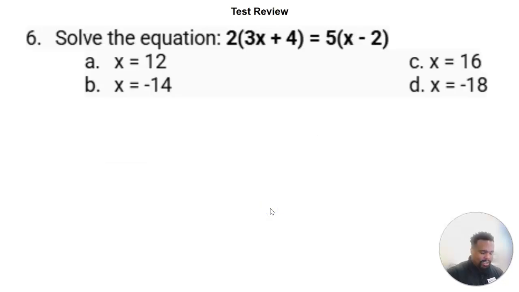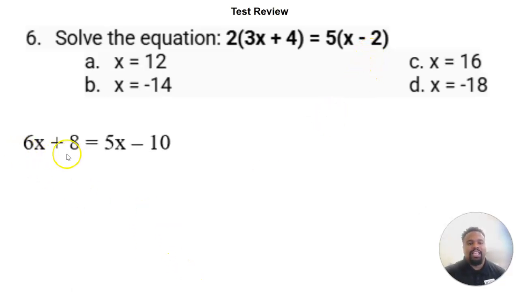All right, let's look at number 6. It says solve this equation here. Now notice we have distributive property on both sides of the equal sign. So what we need to do, we got to do 2 times 3x and 2 times 4 on the left side of the equal sign. We got to do 5 times x and 5 times negative 2 on the right side of the equal sign. When we do that, we're going to have 6x plus 8 equals 5x minus 10.